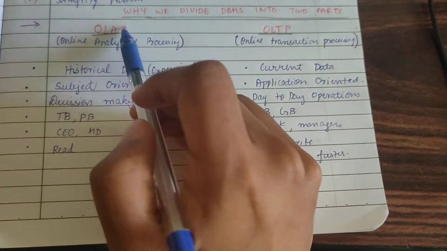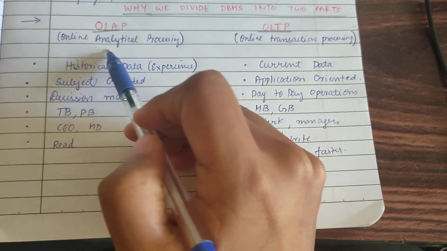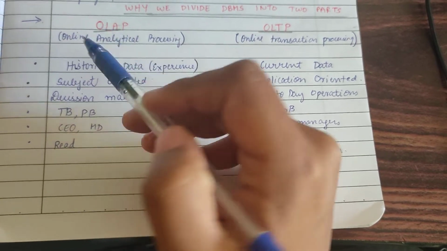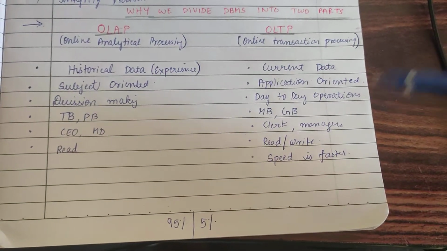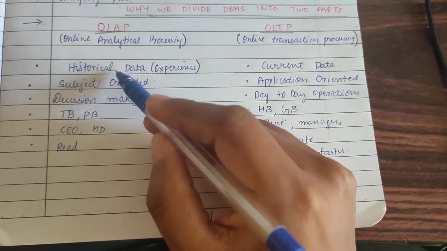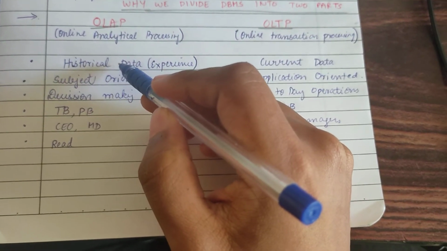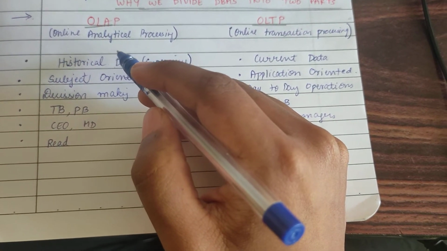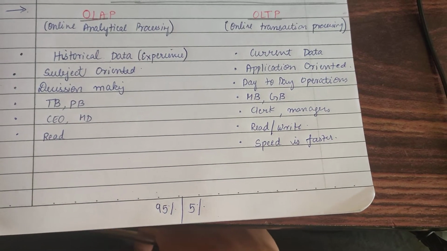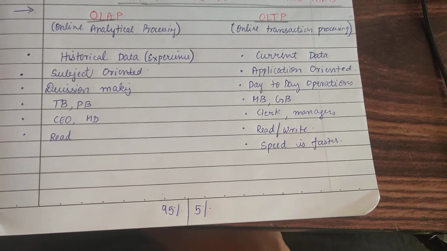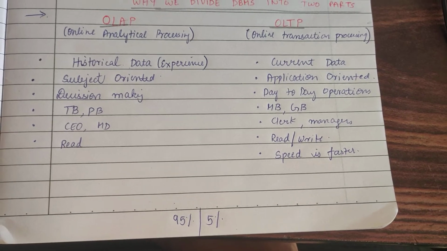Here, online analytical means that the word analytical says something like thinking is going to happen, whereas in OLTP the present activity is the main concern. Here it's historical data, and here the current data. Historical data means, for example, our previous data from 2010 or 2015, and that's used for experience purposes, so you can gather some future predictions out of it.